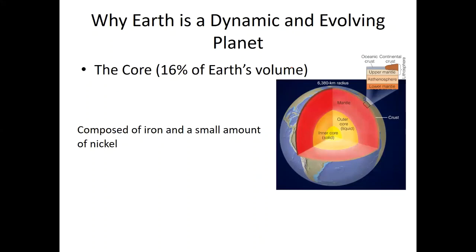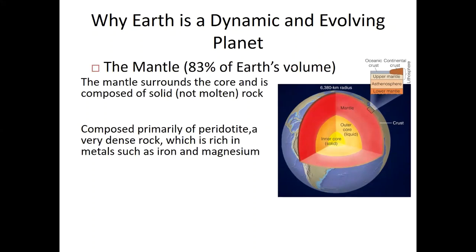We're going to start first with the core. It's 16% of Earth's volume. And what makes the core chemically distinct is that it is completely composed of metal, in particular iron. So we have a metallic core. It's about 95% iron, 5% nickel. It's a little dash of nickel in there. But so Earth has a metallic core, mostly of iron.